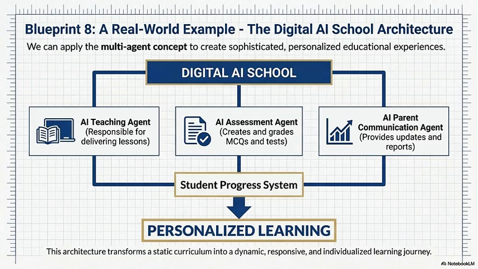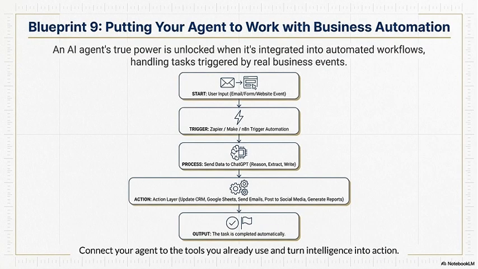The workflow kicks off with a start trigger from the real world. A user input from an email, a form, or a website event. Right, something happens. A customer fills out a support ticket. An invoice arrives in an email. And that event is picked up by an automation platform, our friends Zapier, Make, or N8N, which acts as the trigger. That platform then packages up the data. And sends it to the intelligence layer. Send data to ChatGPT, or any similar model.